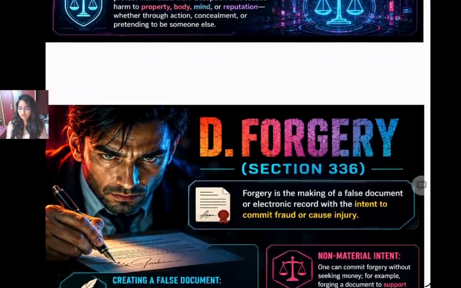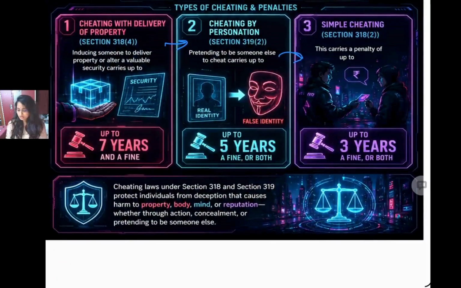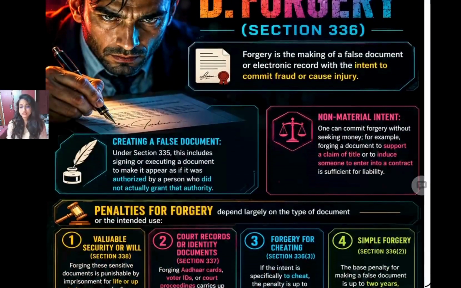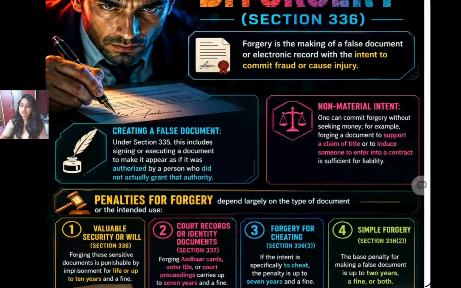Next most important is forgery. Forgery is particularly important. Why is it so? Because forgery is the making of a false document or electronic record with the intention to commit a fraud or cause an injury. Here, Section 335 includes signing or executing a document to make it appear as if it was authorized by a person who did not actually grant the authority. It punishes those kinds of offenses.